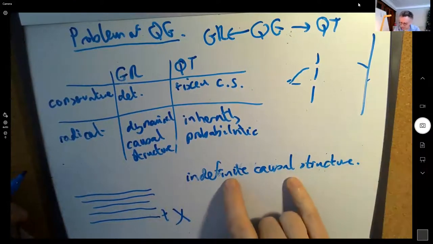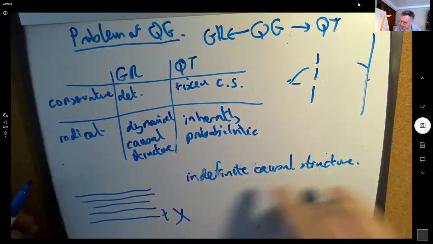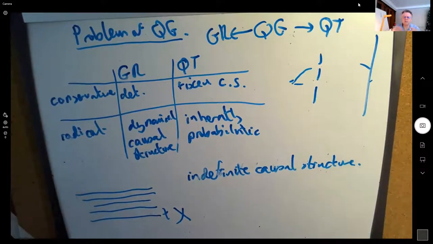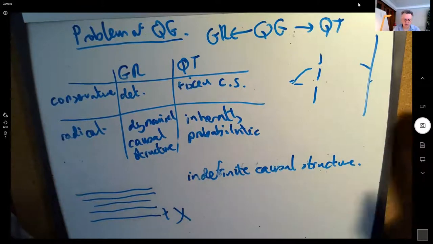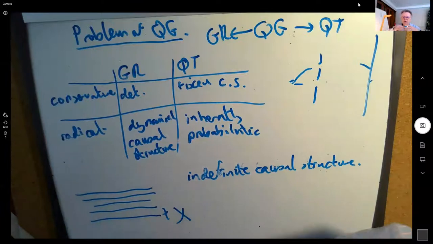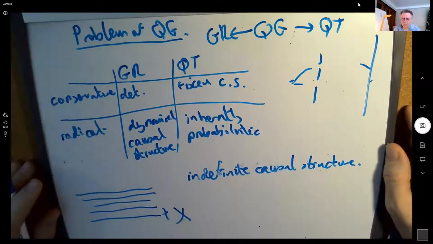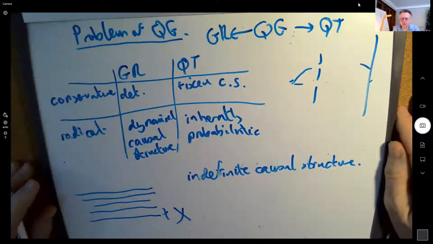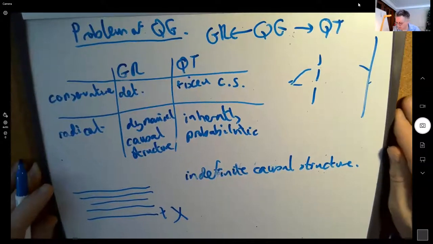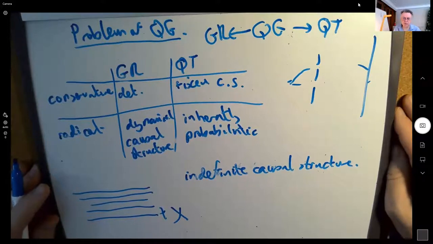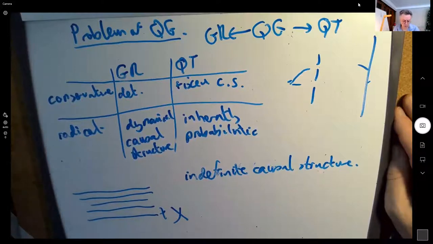So indefinite causal structure is much more radical than the departure that was forced by Einstein from abandoning the idea of a simultaneous. Now, at least in general relativity, you can still think in terms of foliations, you can still think in terms of a state evolving in time. But if you take this property seriously, then you have to abandon even the idea that you can evolve a state forward in time. And so the question is, how are you going to construct a physical theory in that context?